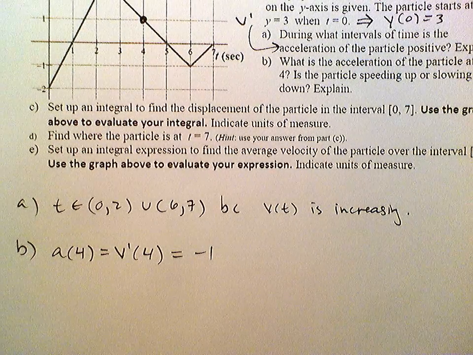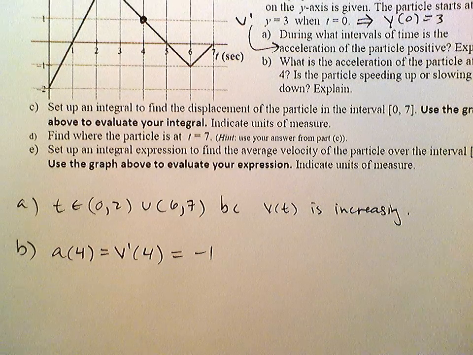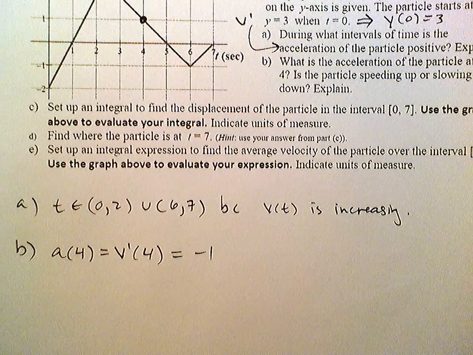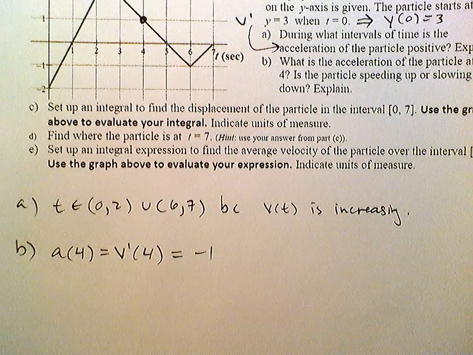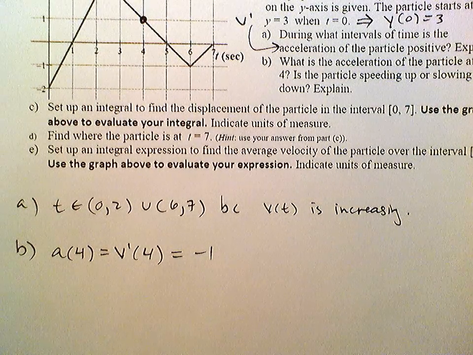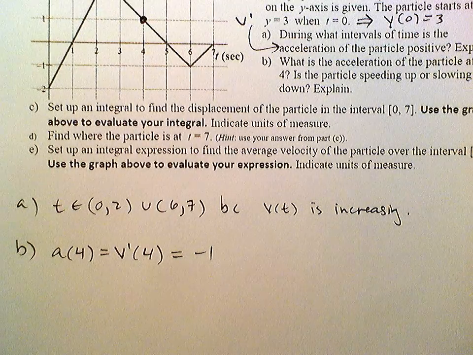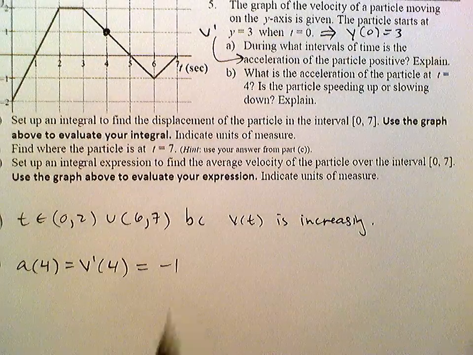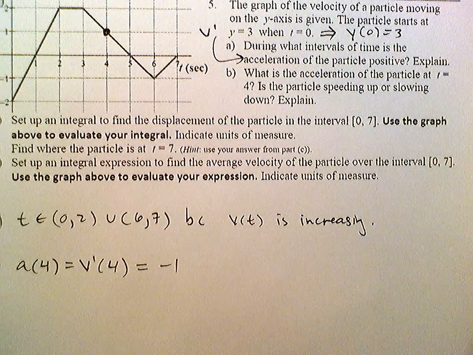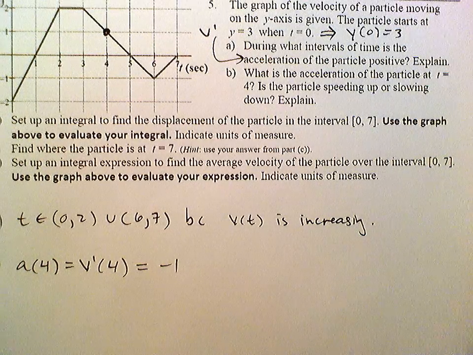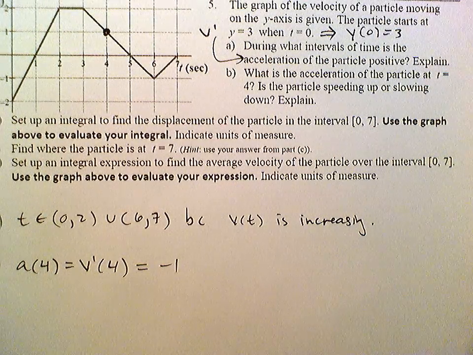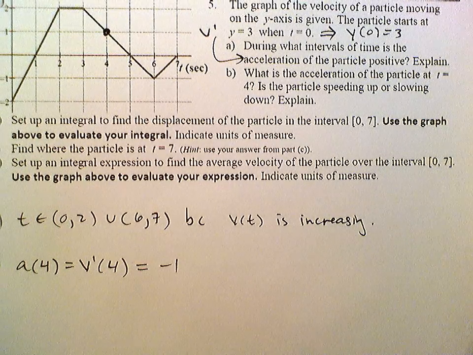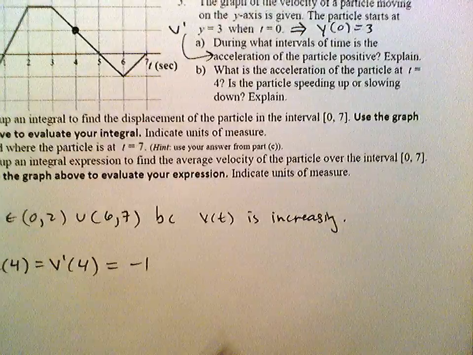Now, we're still on part B. They're asking, is the particle speeding up or slowing down? Explain. Well, if you remember from the physics version of Susan's table, to decide if a particle is speeding up or slowing down, you have to look at the acceleration with the velocity, and you look at their sign pairs. So we know that the acceleration is negative. If the velocity is also negative, then the particle will be speeding up because the acceleration and velocity will have the same signs. But if the velocity is positive, then it'll be slowing down because the acceleration and velocity will have opposite signs.